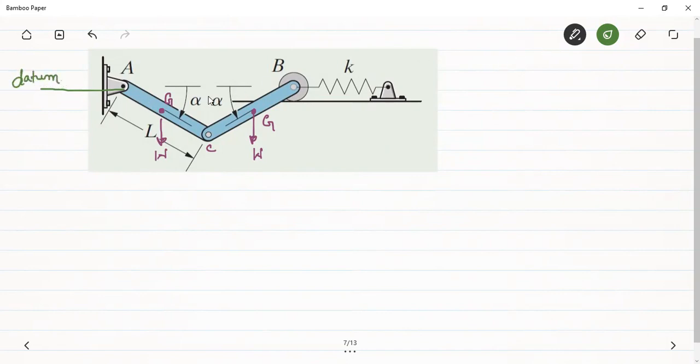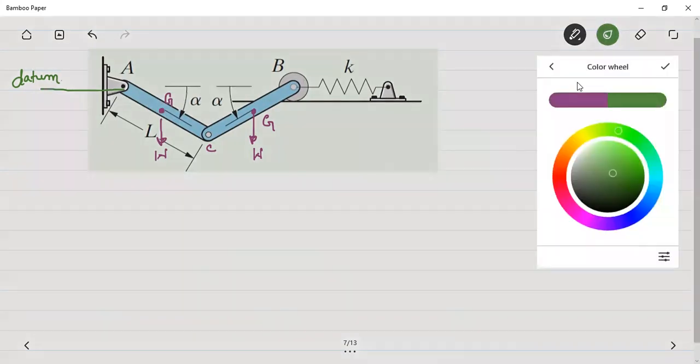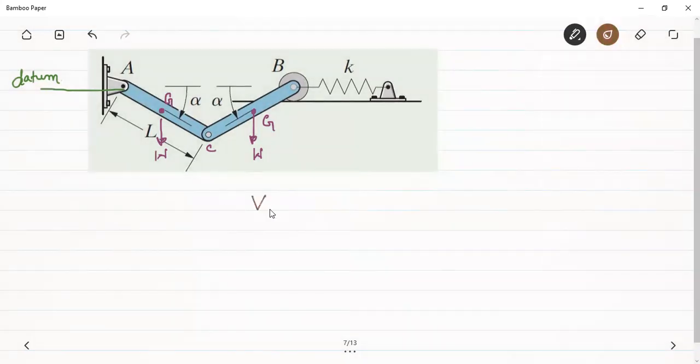And what is the distance of the center of gravity from the datum? Because we have to calculate the gravitational potential energy. We know that the gravitational potential energy will be equal to the weight of the bar times the distance of the center of gravity of the bar from the datum. Now, in this case, you can see that the center of gravity is lying below the datum. And we have seen in the sign conventions, when the center of gravity is below the datum, the gravitational potential energy is taken to be negative.